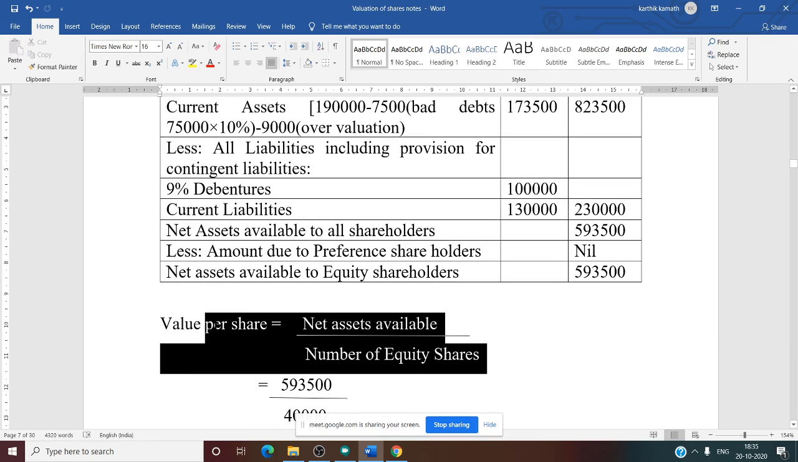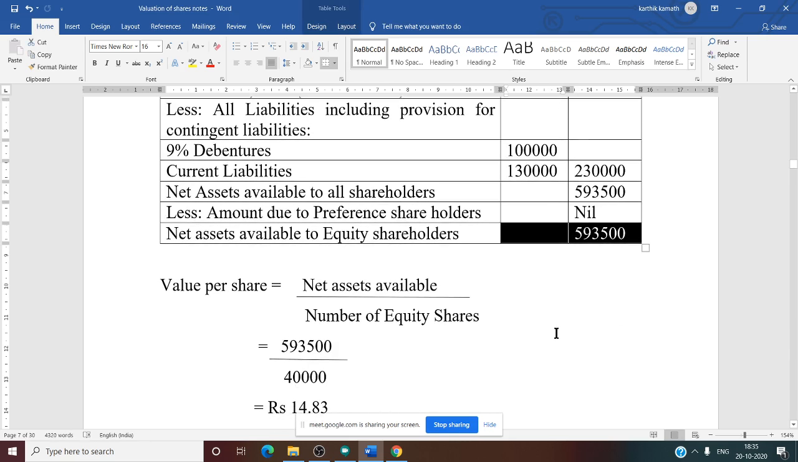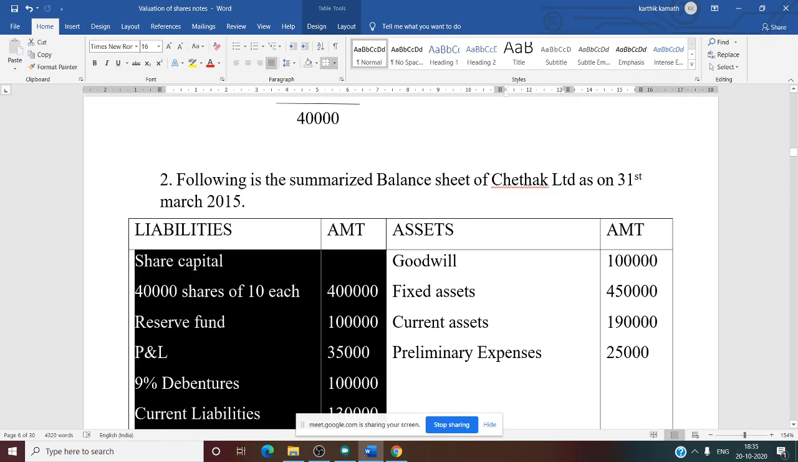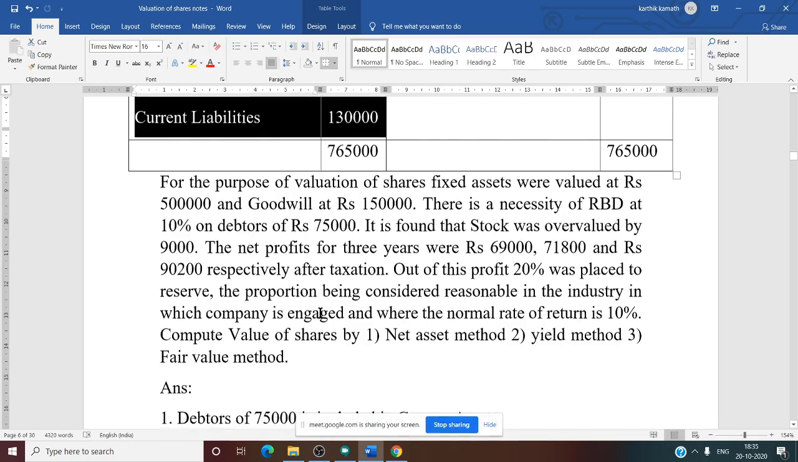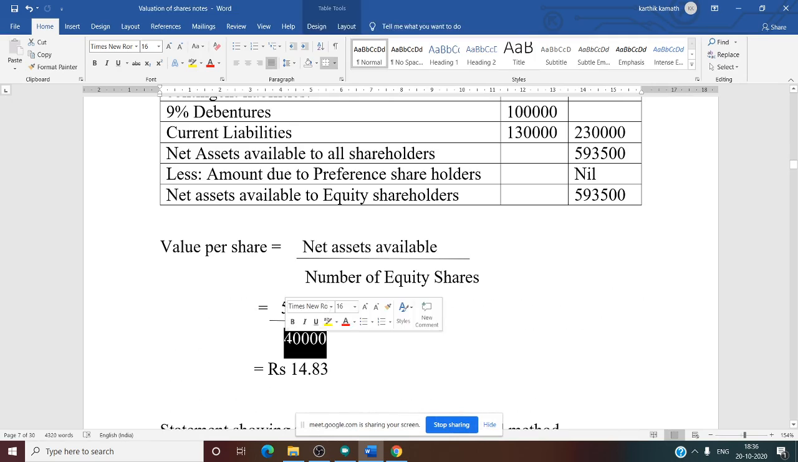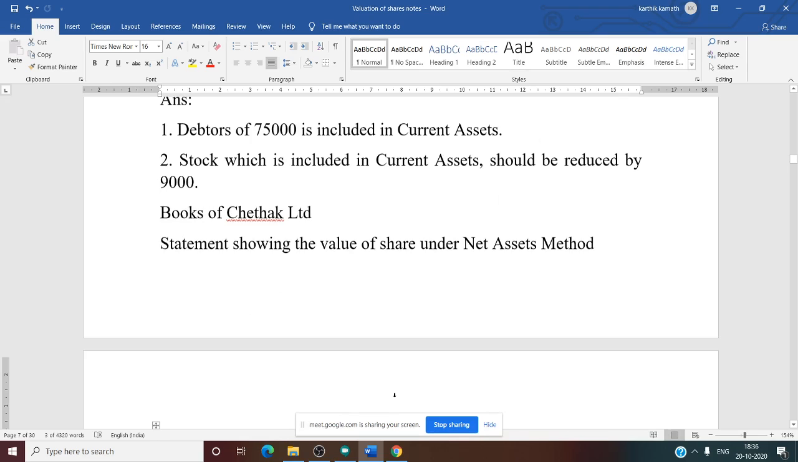That is net asset available divided by number of equity shares. Net asset total we got just now, 5,93,500, divided by the number of equity shares. The number of equity shares is given in the question: 4 lakh, with face value 10 each. 4 lakh divided by 10 gives 40,000 equity shares. So 5,93,500 divided by 40,000 gives value per share. Each share is worth rupees 14.83. So this is the net asset method.